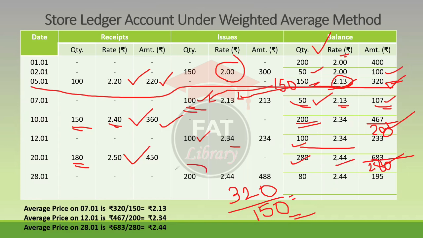So now what the company requires at the end, 200 units, at 2 rupee 44 paise, they will issue. So that is 488 rupees. For that they will issue, and the remaining balance will be 80 units at the rate of 2 rupee 44 paise, and the total amount is 195. So this is the calculation of how we did for all these issues. Okay, so just you have to show the calculations at the end. This is how we calculate under the weighted average method.